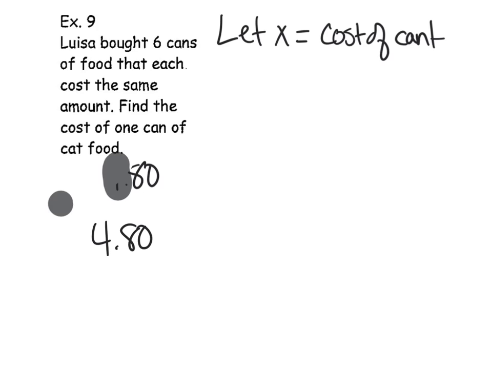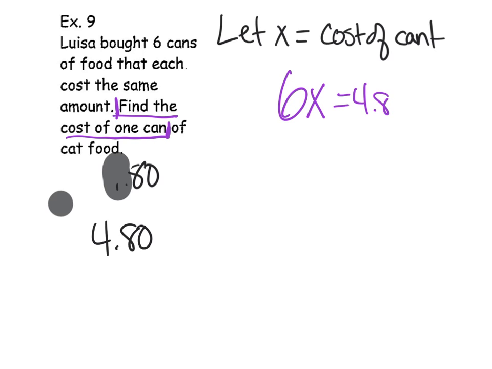Okay. There. Sorry. The x is going to be the cost of a can. Here's why. Find the cost of 1 can. Your question will always be what you're solving for. Find the cost of a can. That's going to be my x. How many cans did I buy? 6 of them. I don't know how much 1 can costs. So it's going to be 6x. And then what? Where do I integrate my $4.80? How do I do that?